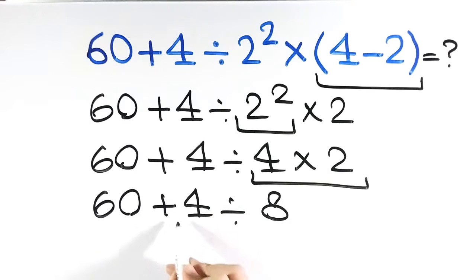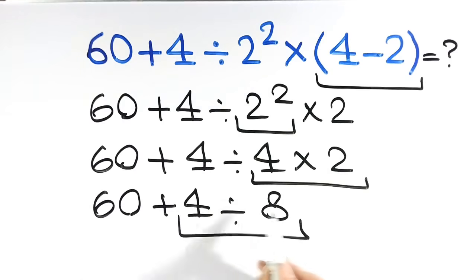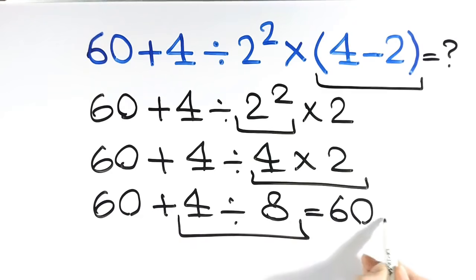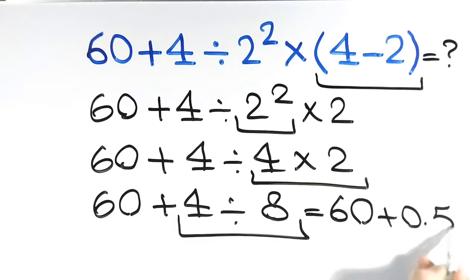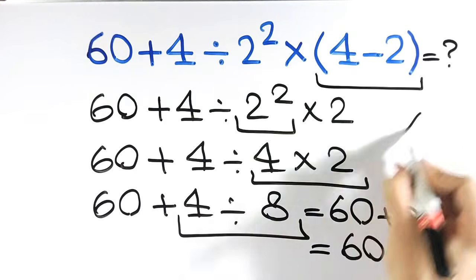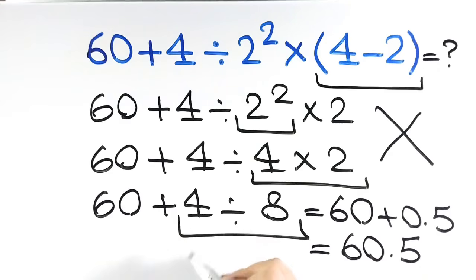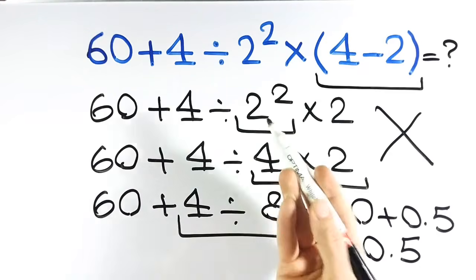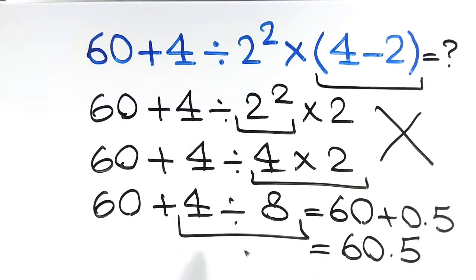And the final step, they go for the division between 4 and 8 because they believe division has a higher priority than addition. So, instead of this expression, they write 60 plus 0.5, which finally gives them the answer 60.5. But that's definitely wrong. Alright, now let me show you how to solve this expression correctly.